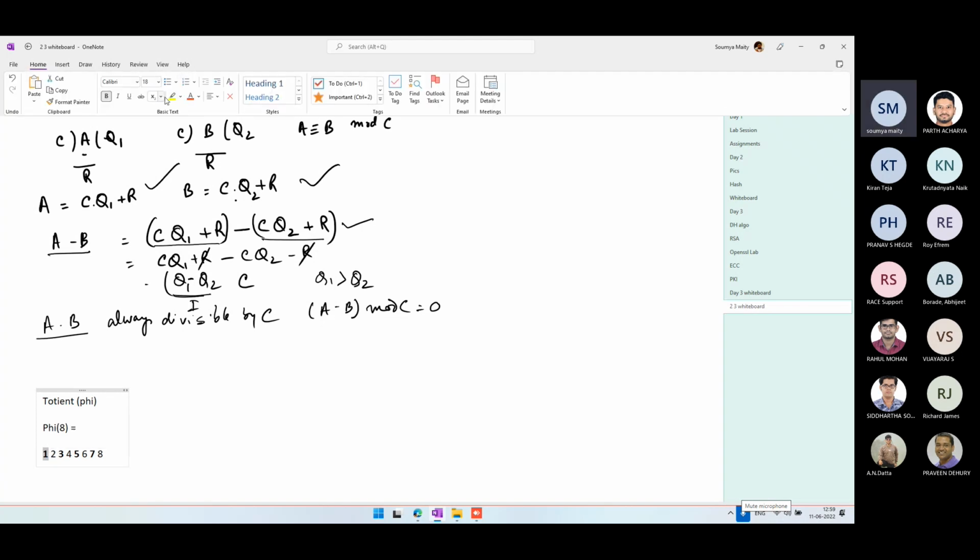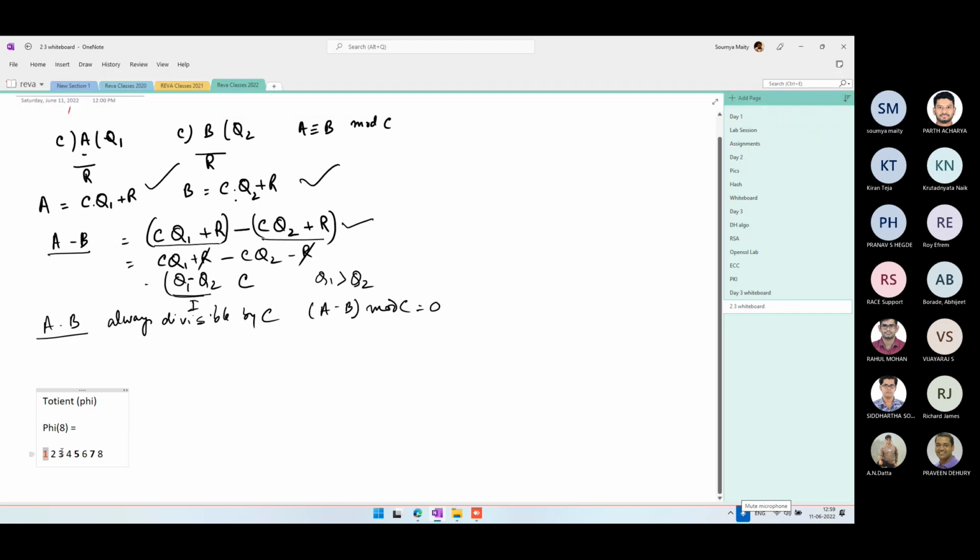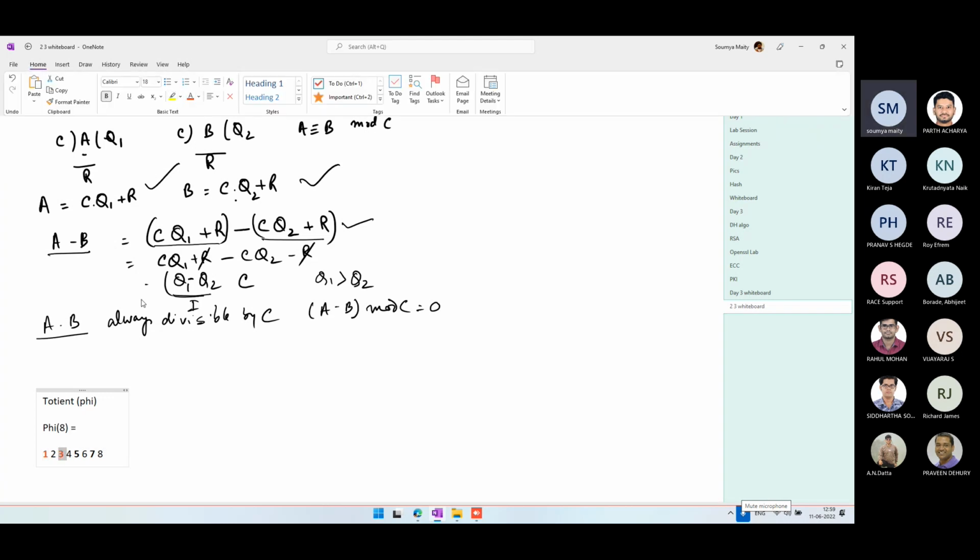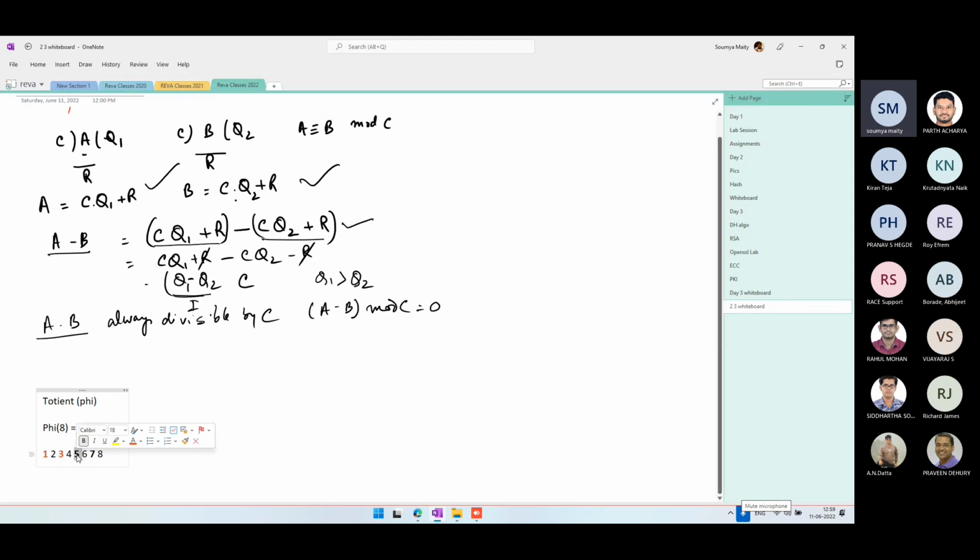Let us change the color. 1. 3 has no common factor with 8. 6 has a factor with 8 called 2. 7 doesn't have any factor in common. So how many of these numbers are there? 4 numbers. So phi of 8 will be 4.